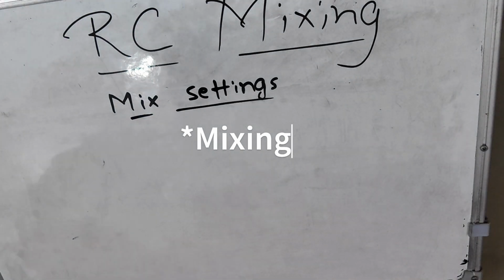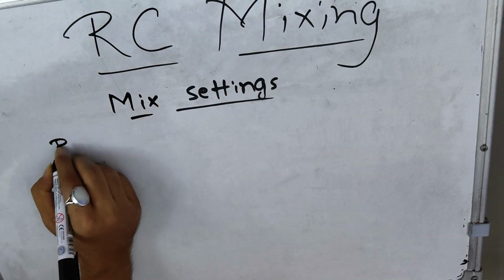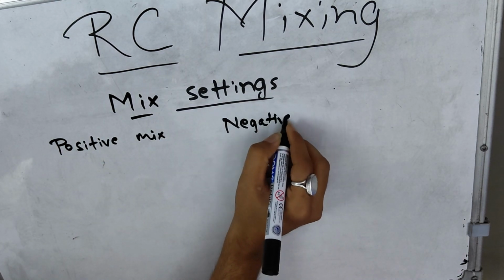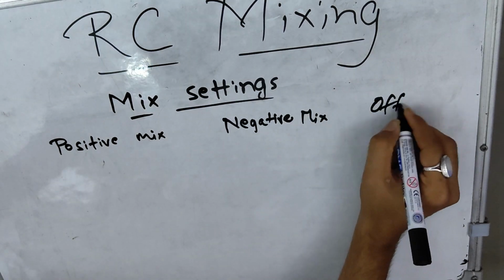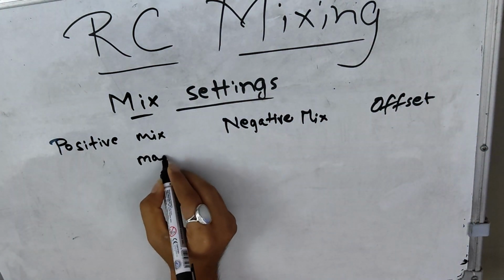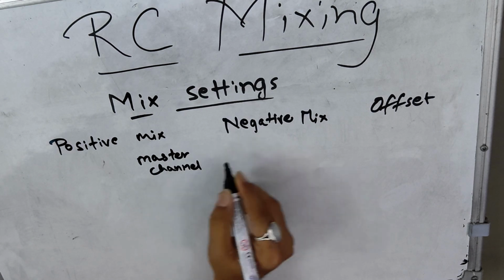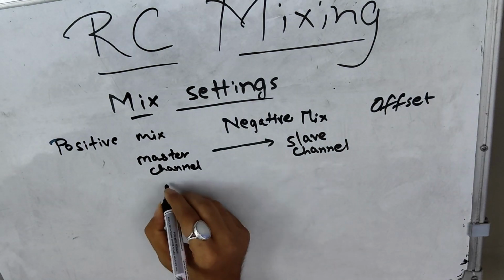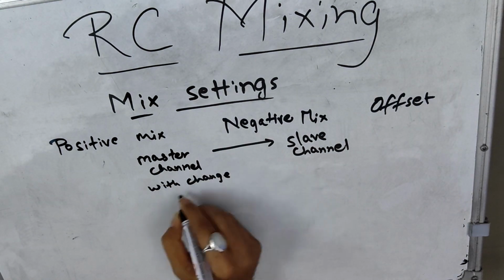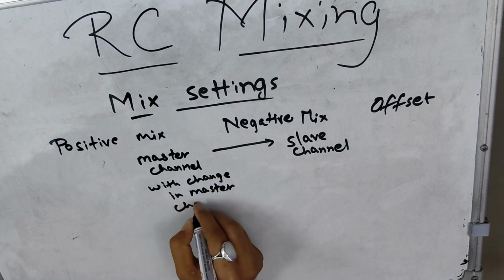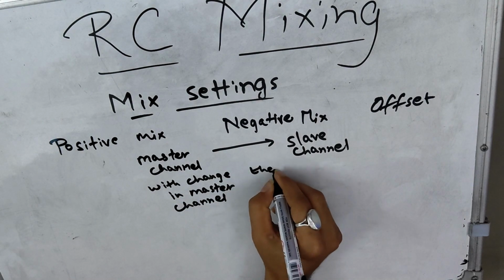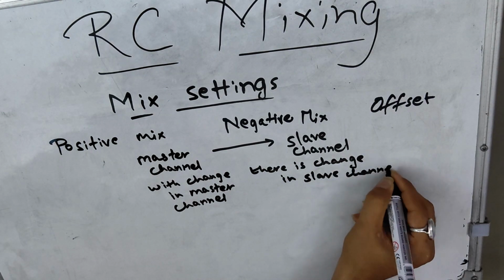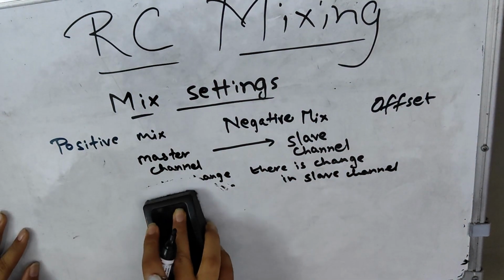Now let's talk about mix settings. So what exactly is mix? Mix is, in layman's terms, like we have two channels, a master channel and a slave channel. When we change the PWM value of our master channel, we see a change in PWM values at the slave end. Mostly it's used for controlling certain parameters of your flying aspect, like aileron, elevator, throttle, and the relation between them. But here we are using it only for changing flight modes.